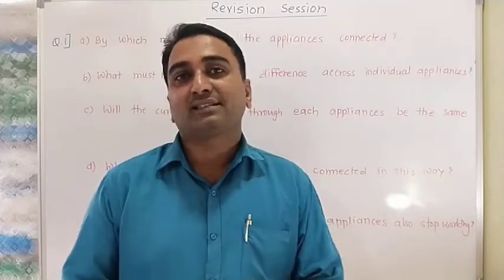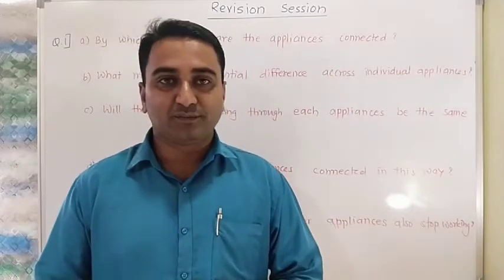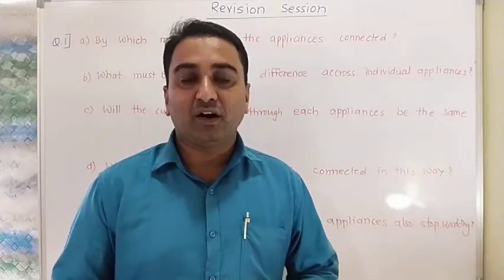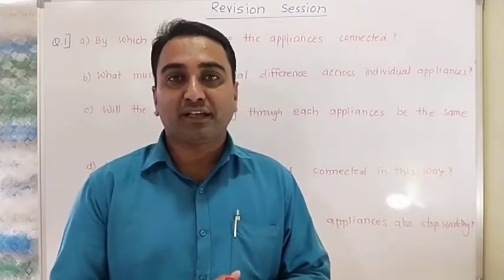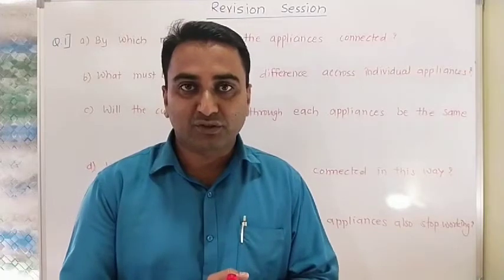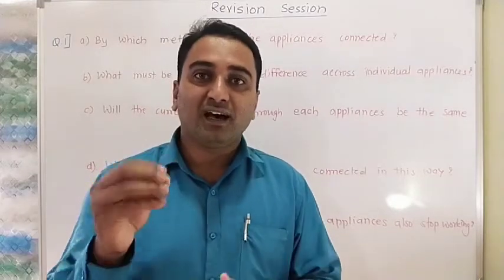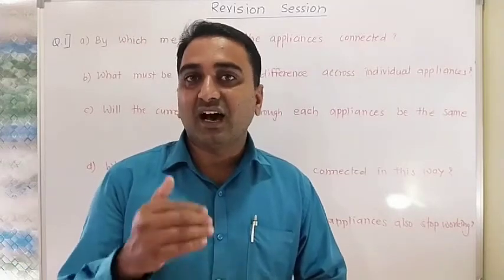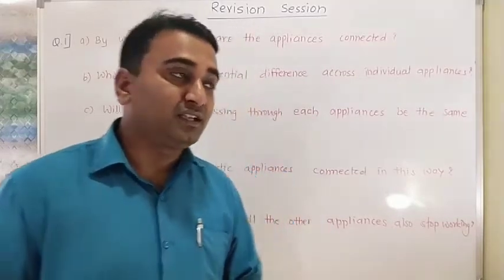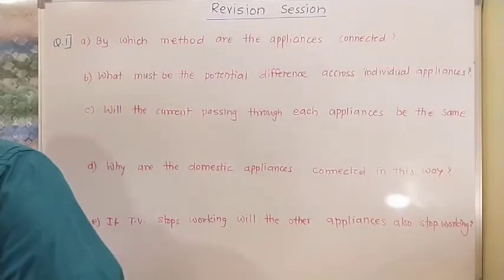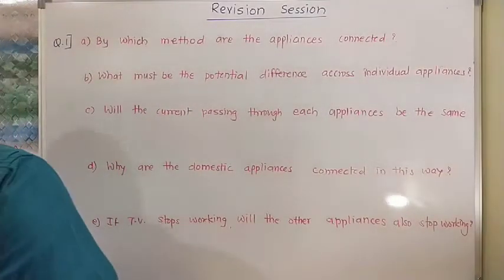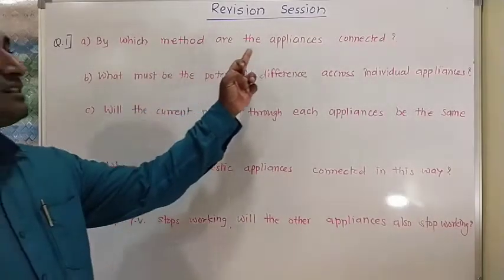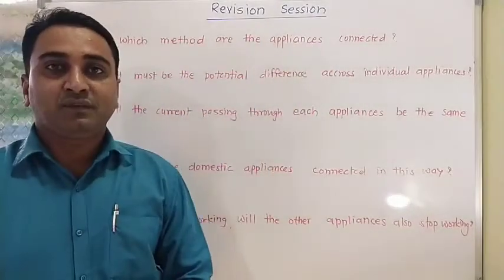If you go through the exercise, we have the first question. They have given one diagram of different domestic appliances connected within a circuit, and the questions are based on this. The first question is, by which method are the appliances connected?